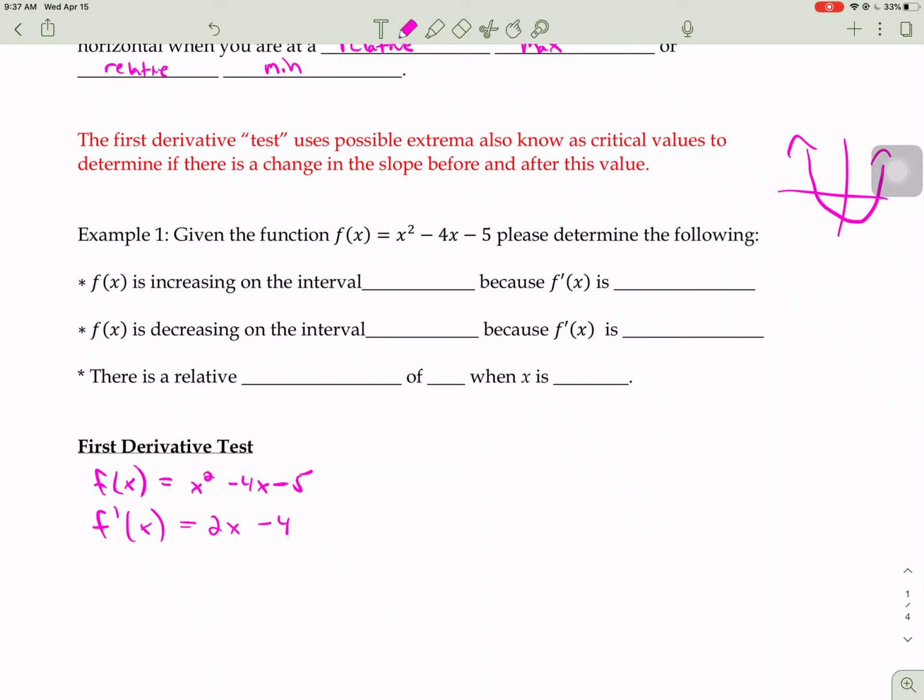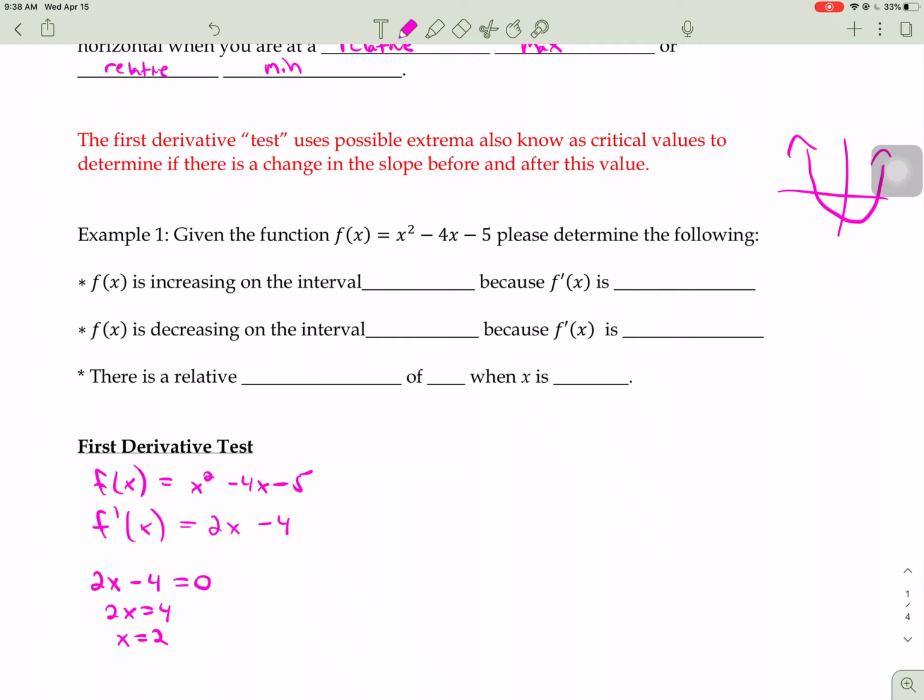Okay, now we want to know, when is the slope of the tangent line 0? When is it going to be at one of those turning points? So we're going to set the derivative equal to 0. And we could solve this. 2x equals 4. x equals 2. 2 is this critical point where the turning point is going to occur.